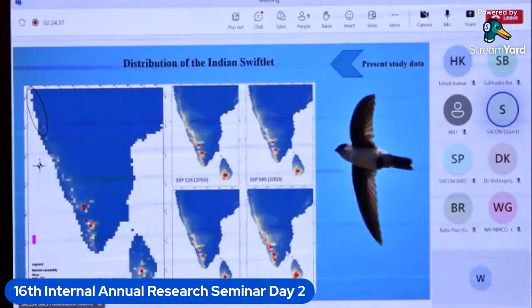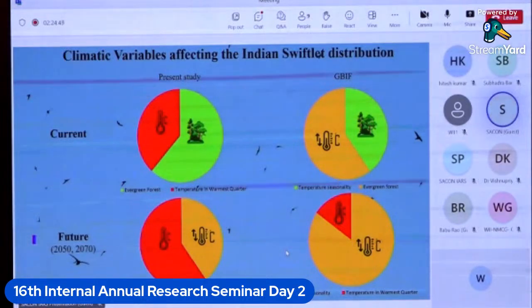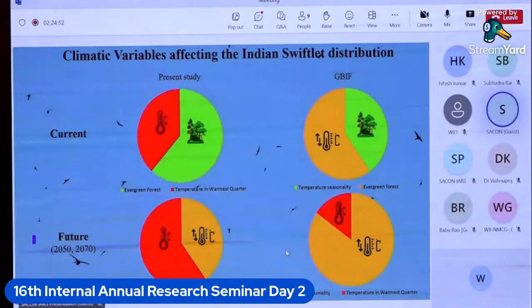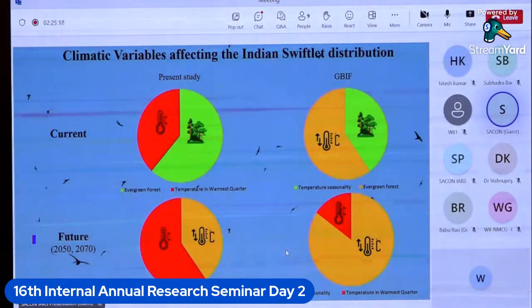Distribution is still sparse. Coming to the factors influencing the Indian swiftlet distribution, in the current scenario, based on both the data sets, we see that evergreen forest influences the distribution of this bird, along with the temperature in warmest quarter and temperature seasonality. In future, we see the temperature factors, which are seasonality and the temperature in warmest quarter, as major factors affecting the distribution of the bird. So, as Indian swiftlets are known to be above-canopy foragers, the disturbance to the evergreen forest will actually affect their presence in any part of Western Ghats.